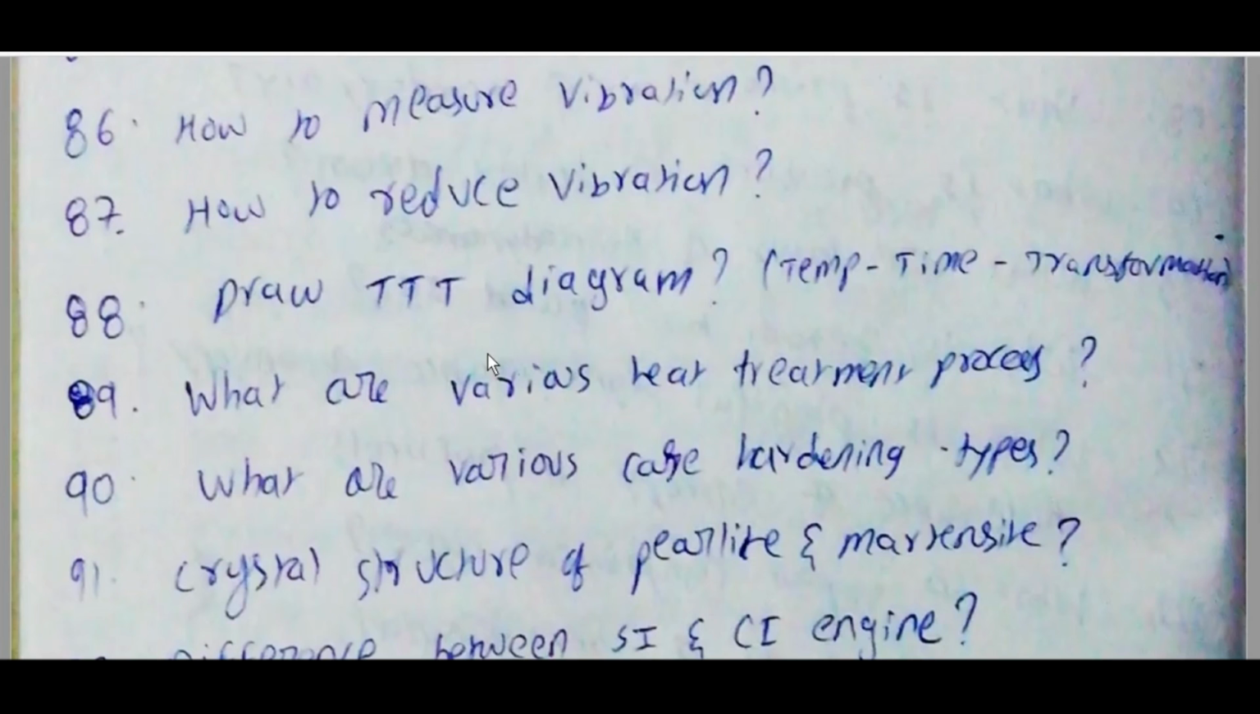What are various heat treatment processes? Annealing, normalizing, quenching, tempering, case hardening. What are various case hardening types? Carburizing, cyaniding, nitriding.